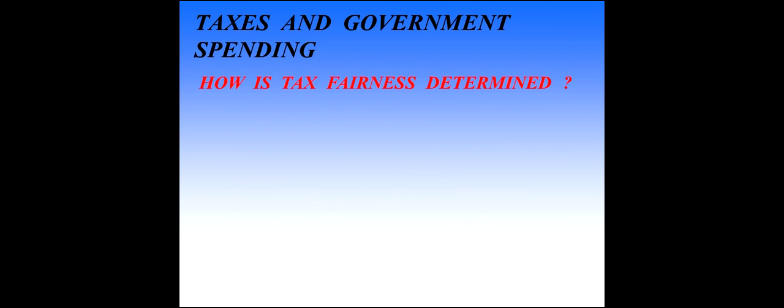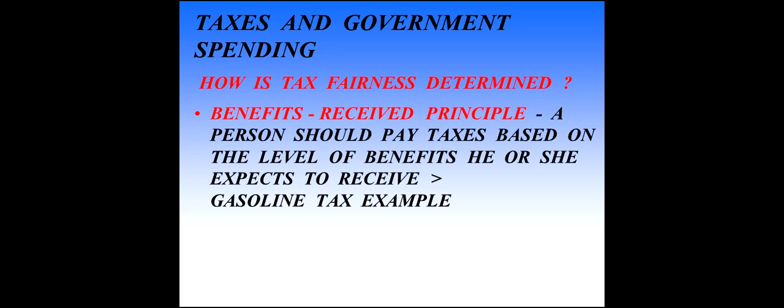And speaking of fairness, how is it determined? Well, there are 2 ways that are used to determine fairness. The first is through the benefits received principle. This states that a person should pay taxes based upon the level of benefits he or she expects to receive. An example of a tax that the benefits received principle is applied to is the proportional gasoline tax.